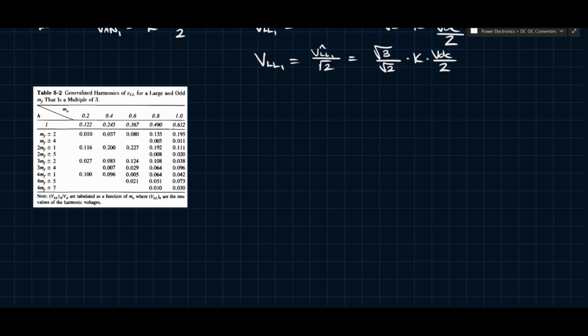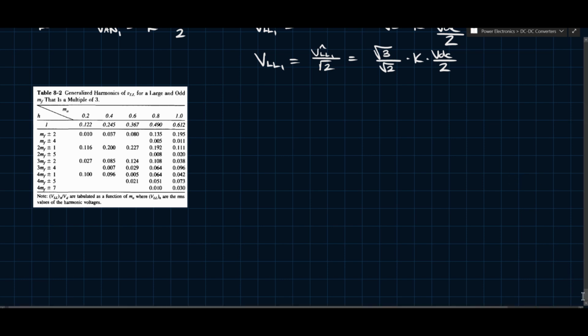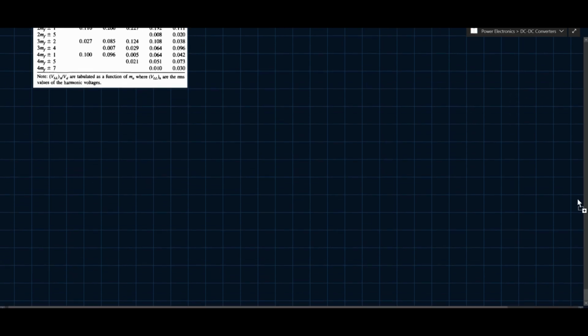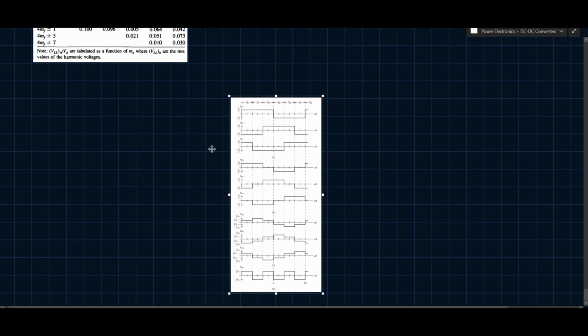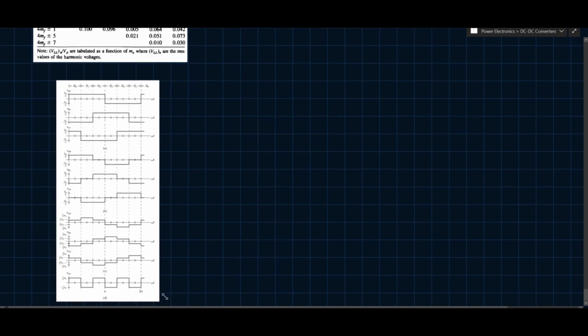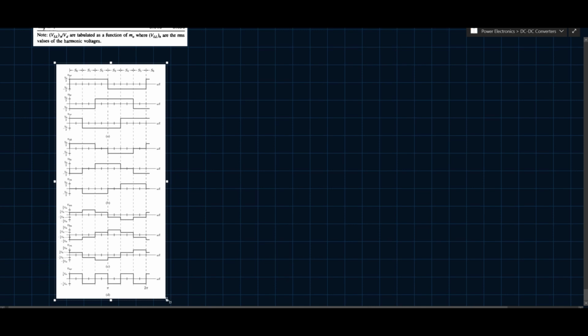And so the last thing that we would like to discuss here is perhaps let's take a look at how the waveforms look. So now this might appear complicated at first glance, but let's work through it step by step and see what we can do.